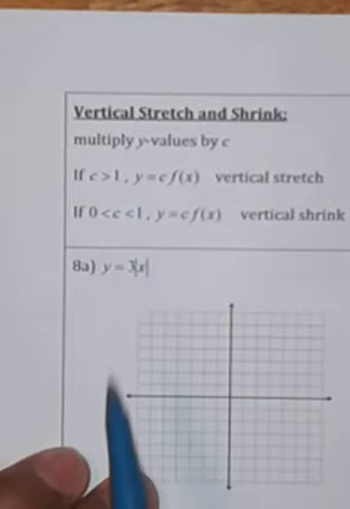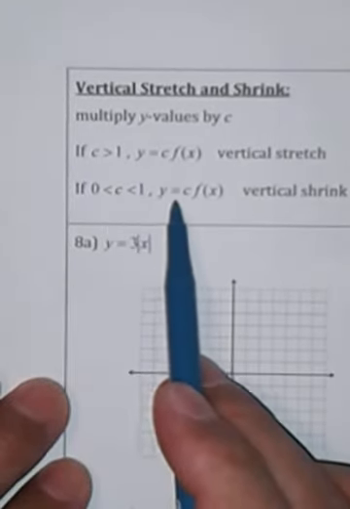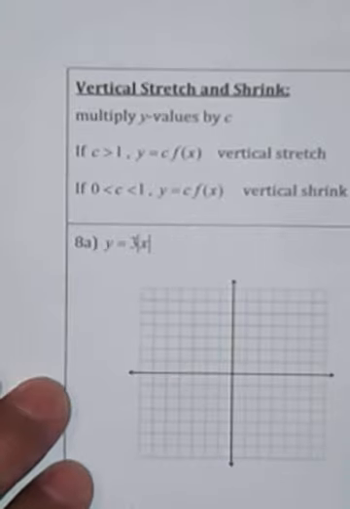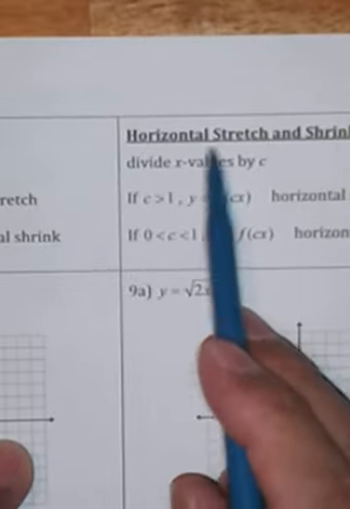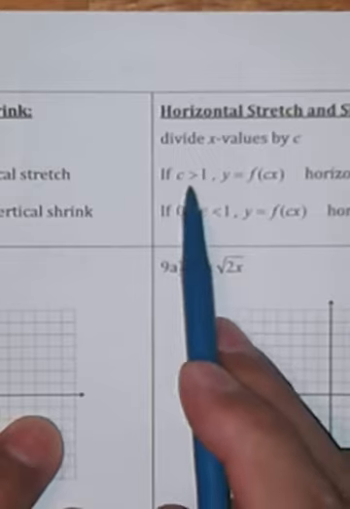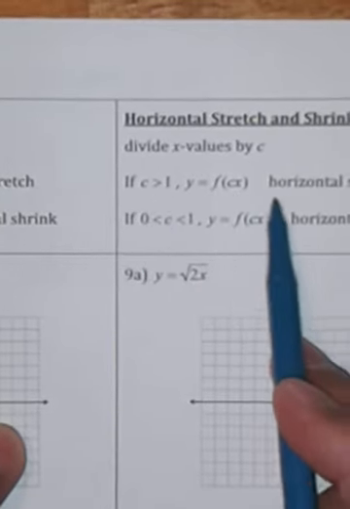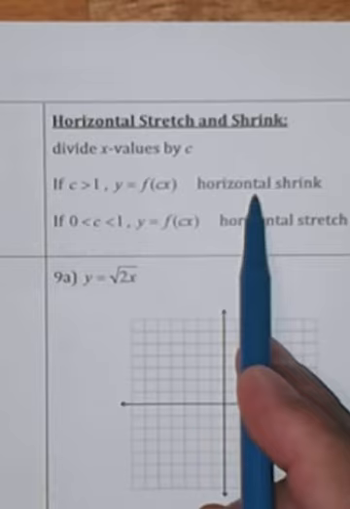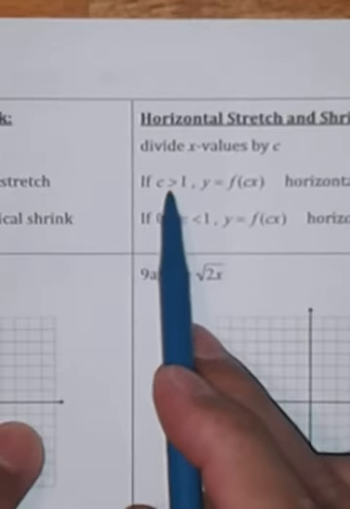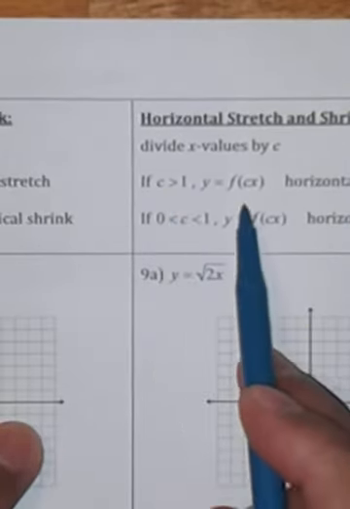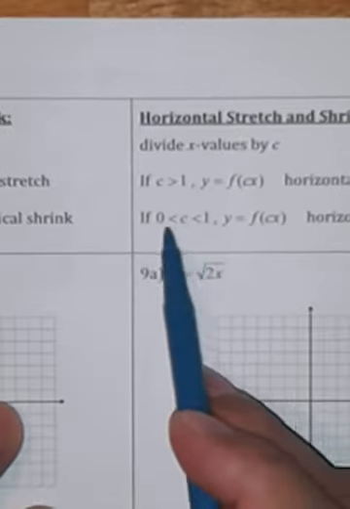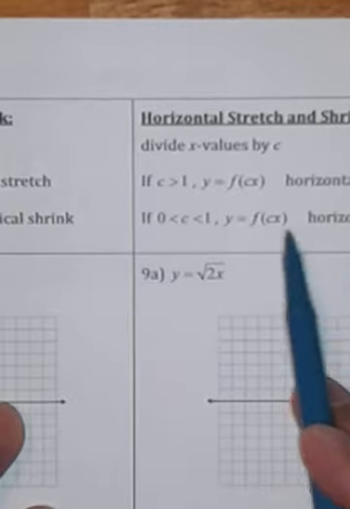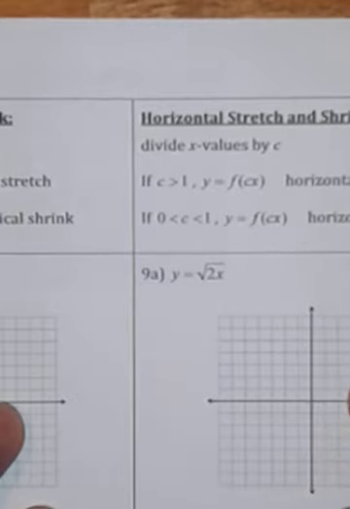So if c is bigger than 1, you're stretching it. If c is less than 1, like a fraction, you're shrinking it. Vertically, right? Outside the argument, vertically. Horizontal stretching is inside the argument, and if c is greater than 1, f of cx is a horizontal shrink. Notice again, counterintuitive, right? It says c equals 2, for example, is greater than 1, but if you see a 2 there, you're supposed to shrink. We'll find out how. And if c is between 0 and 1, then y equals f of cx. Notice that the c is inside the argument, is a horizontal stretch.